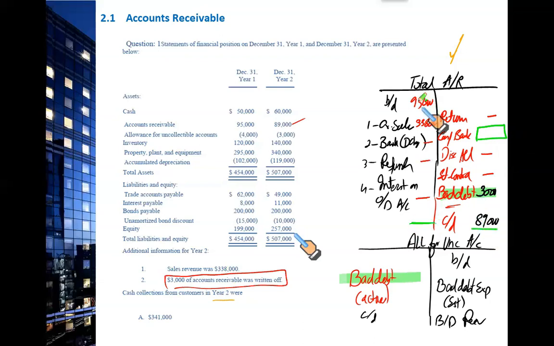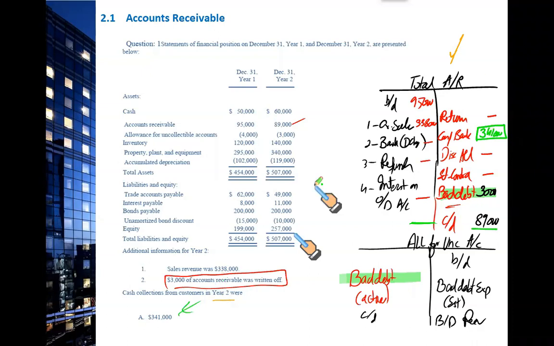You're going to take 95 plus 338. From this, deduct 3,000 and 89,000. You will get the amount collected from customers. So you can find unknown numbers using this format: 95 plus 338 less 3 less 89. What you get is 341. This is the cash collected from our customers, and it perfectly matches with your option A.